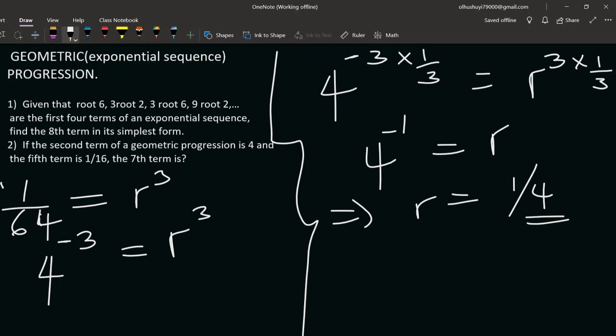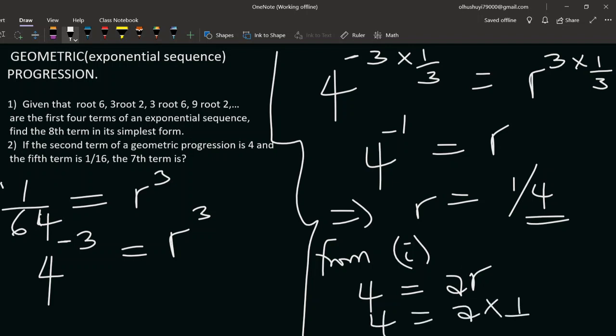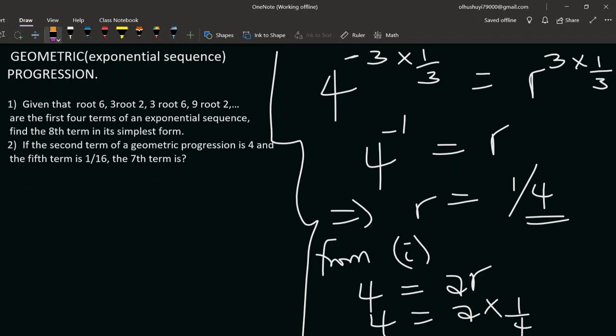T2 was equal to AR, and T2 is 4. So from equation 1, 4 was equal to AR. And that means 4 is equal to what? A times 1 over 4. What does this mean? This means that our A will be equal to 16.